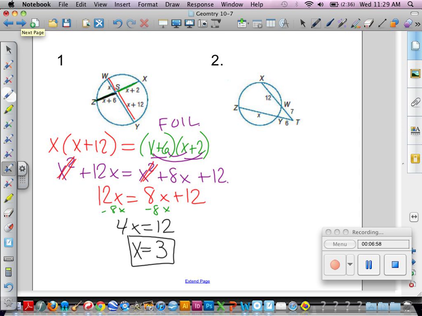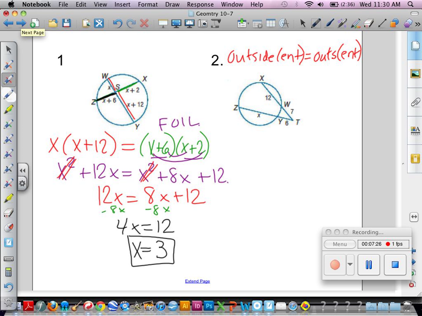All right, let's take a look at example number 2. This time I have 2 segments that are intersecting outside of the circle. So I have 2 secant lines intersecting outside of the circle. So I'm going to use my outside times my entire. I'm going to abbreviate here because I'm going to run out of room. And then I'm going to do outside times entire again.